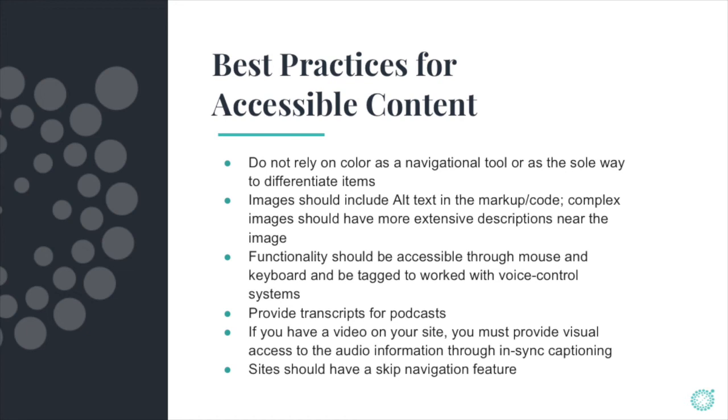So it ranges from a 3:1 contrast ratio to 4.5:1. So if you have larger text, you only need to have a 3:1 ratio. If it's smaller, anything from 18 and below, as I said, you're going to want 4.5 to 1. Images should include alt text in the markup code. Complex images should have more extensive descriptions near the image.